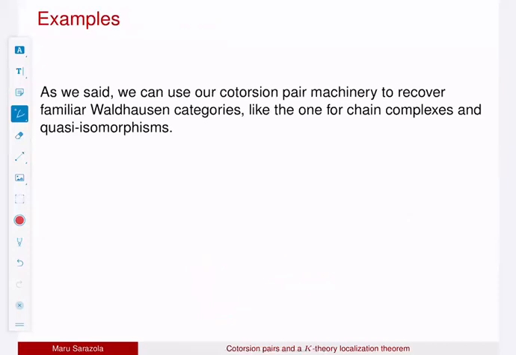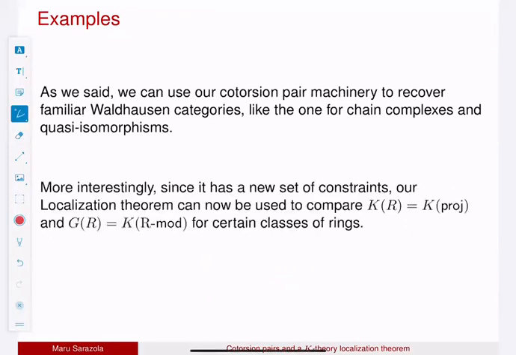All right, so maybe to wrap up, let me quickly show you a few examples. Like we said, we can use this cotorsion pair machinery to recover familiar Waldhausen categories, like the one for chain complexes and quasi-isos that we saw a bit earlier. But maybe more interestingly, we can also produce new stuff. Since our theorem now doesn't have the Serre condition, but rather a new set of constraints, we can use our new localization theorem to compare K of R and G of R, at least for certain classes of rings. Remember, this is what we could never do before unless the comparison was trivial.